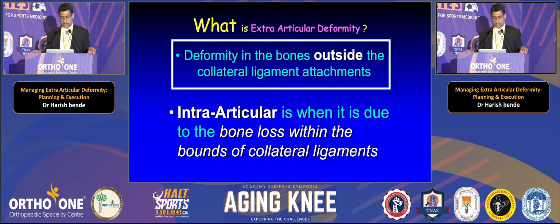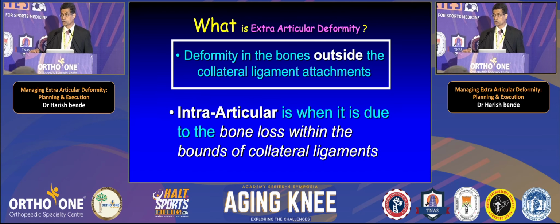Extra-articular deformity is a deformity which occurs outside the attachment of the collateral ligament of the knee. So when we do knee replacement surgery, we are cutting the bone within the limits of the attachment of the collateral ligament, and then we can correct depending on how the articular surface is damaged.